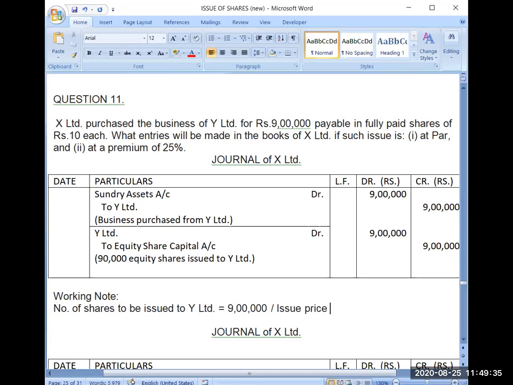Issue price is how much in this question? It is also rupees 10. Face value is also rupees 10 and issue price is also rupees 10 because we are issuing shares at par. 9 lakh divided by 10. So it will become 90,000 shares.